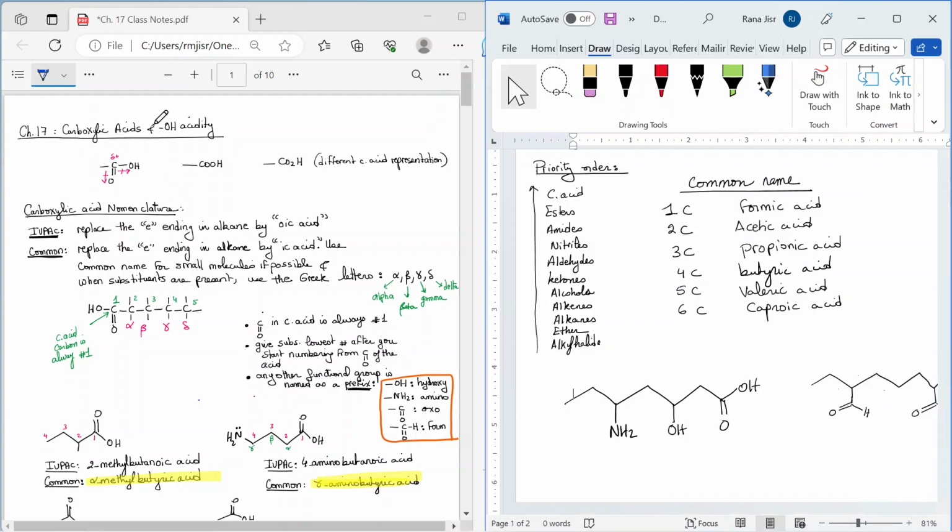Carboxylic acids are the highest priority functional groups. They are represented in three different ways. A carboxylic acid is made up of a carbonyl that is connected to the OH.